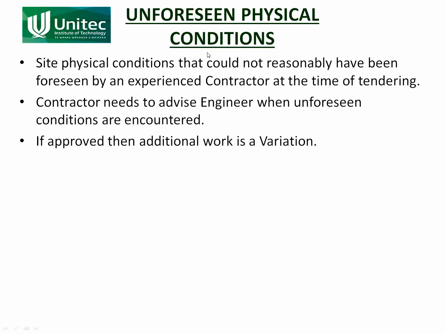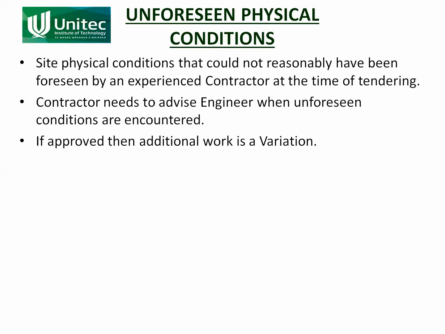So a contractor will claim something, they might strike rock or have exceptionally heavy rain for a long period of time, and they'll say this is a physical condition that we could not have reasonably foreseen, therefore it is to be a variation to the contract. If something is regarded as an unforeseen physical condition, it is regarded as a variation, which means that the principal will end up paying the extra time and cost incurred by the contractor.